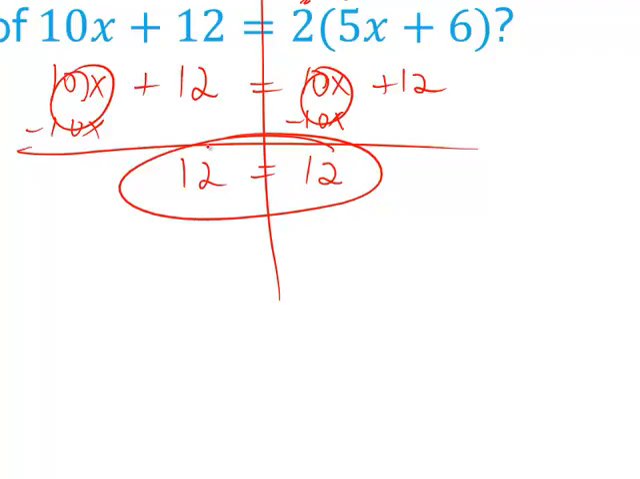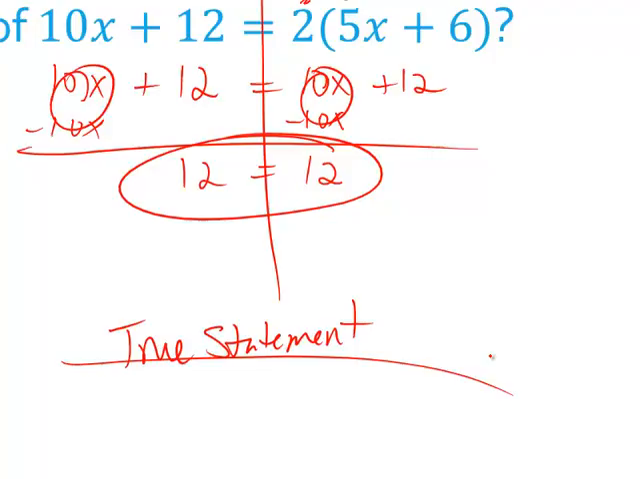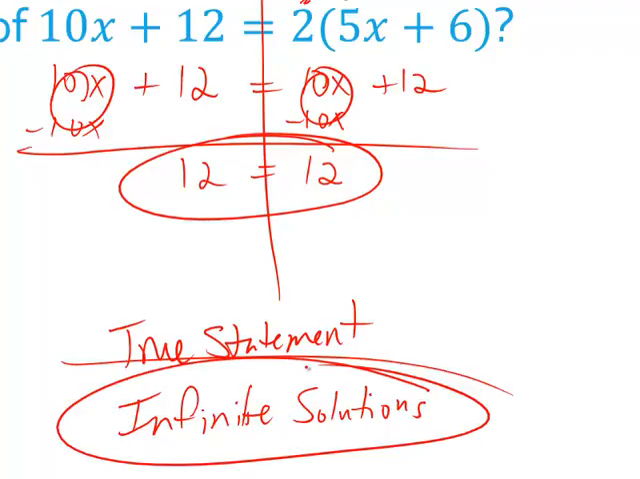As you see here, those two sides are equal, but we no longer have a variable. So if we don't have a variable, we no longer have one solution. And since this is a true statement, our answer to this question is infinite solutions. Infinite solutions is the answer. So if you have 1 equals 1, 0 equals 0, 20 million equals 20 million, that's a true statement. So that means you have infinite solutions.